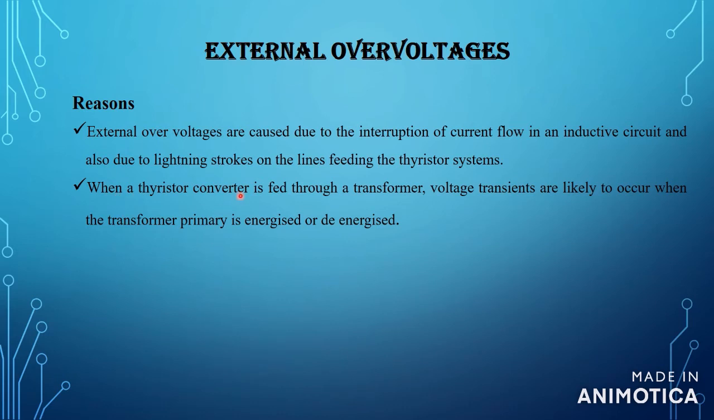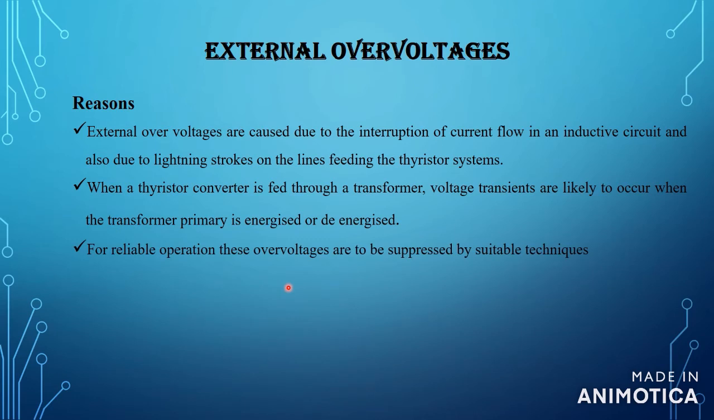That is, when a thyristor converter is connected to the secondary of a transformer, whenever there is a change in the primary side, that is, the primary is energized or de-energized, this may cause voltage transients in the thyristor converter, which is connected on the secondary side of the transformer. So as such, these over voltages occur. This should also be suppressed. This is also very undesirable.